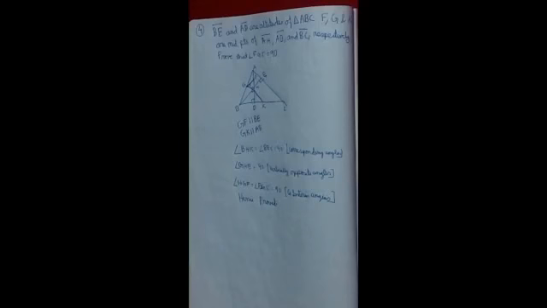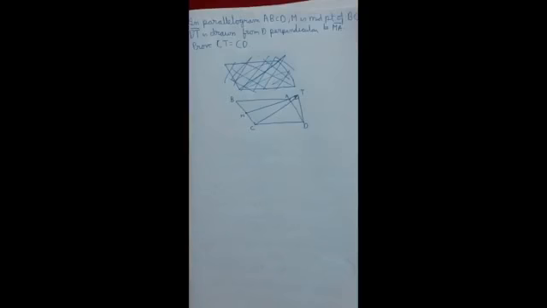I am starting with the fifth question. This is the fifth question. It says, in a parallelogram ABCD, M is the midpoint of BC, DT is drawn from D perpendicular to MA. We have to prove that CT is equal to CD. I have drawn the diagram for you, and you may solve the question by pausing the video. I am waiting for a few seconds, then I will start the solution.